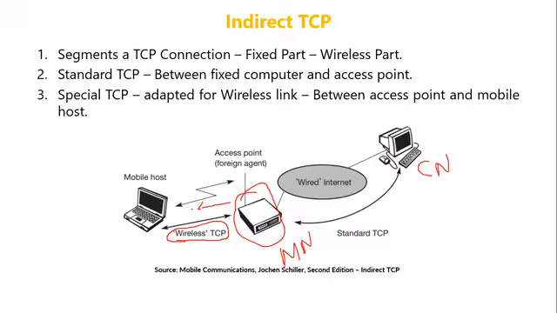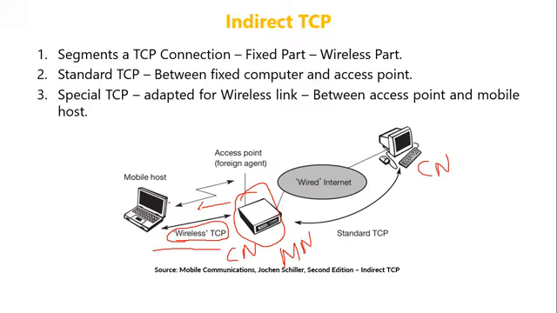Similarly, the mobile host will consider this as the correspondent node. So for the mobile host, this access point is the correspondent node. The mobile node does not know that this access point is connected to the actual correspondent node through a wired network. The mobile node sees this access point as the correspondent node, and the correspondent node sees this access point as the mobile node, and that is how the communication happens.